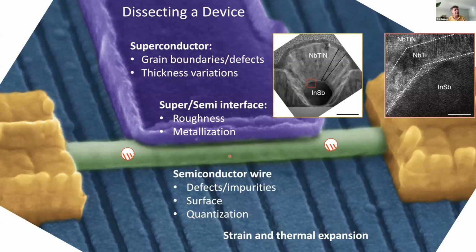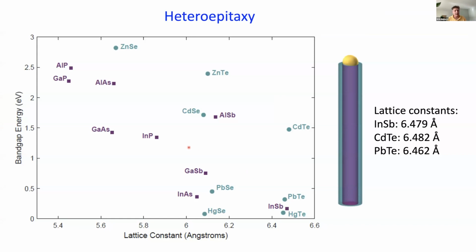So in this talk, I would like to address at least an onset of how we can maybe start reducing disorder in these kind of devices. And I'm a material scientist, so I like to think about how we can combine different materials and how we can use epitaxy. And in this graph here, you can see many different semiconductors. On the y-axis, you can see the band gap energy. And on the x-axis, you can see the lattice constant here.